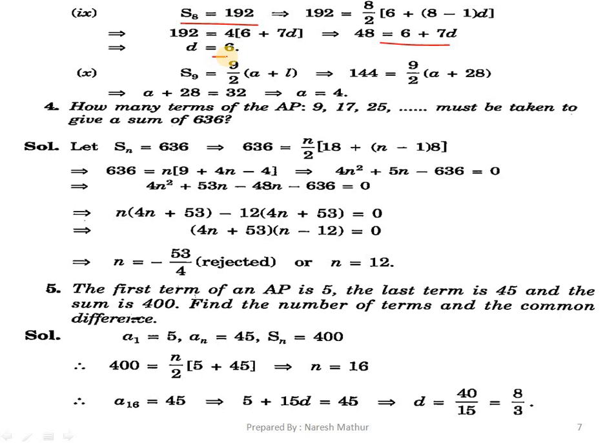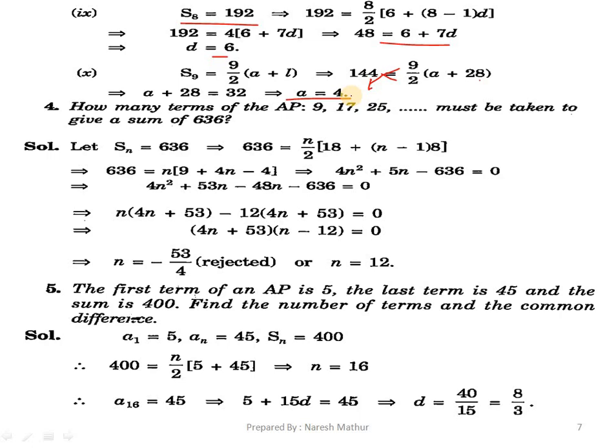And at last we are given l = 28, which means the last term is 28, and the sum is given 144, and there are a total of 9 terms, which means n = 9. Just get the value of a. Simply Sn = n/2 (a + an). From here we can get the value of a simply. This will be reciprocal and we'll get the value of a = 4. These were the questions. Alright, now we are moving towards the word problems.